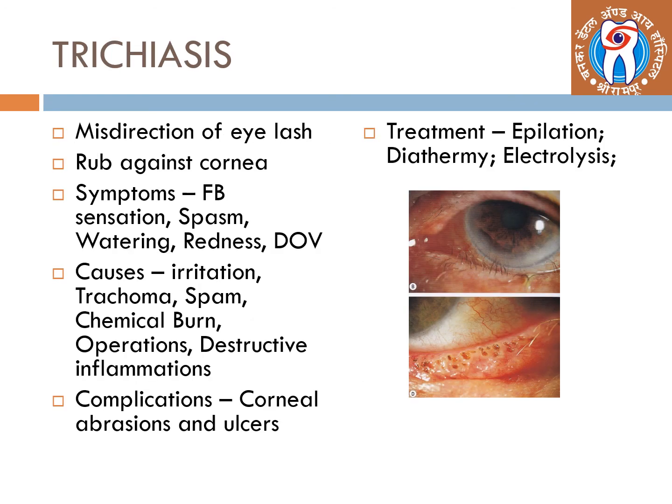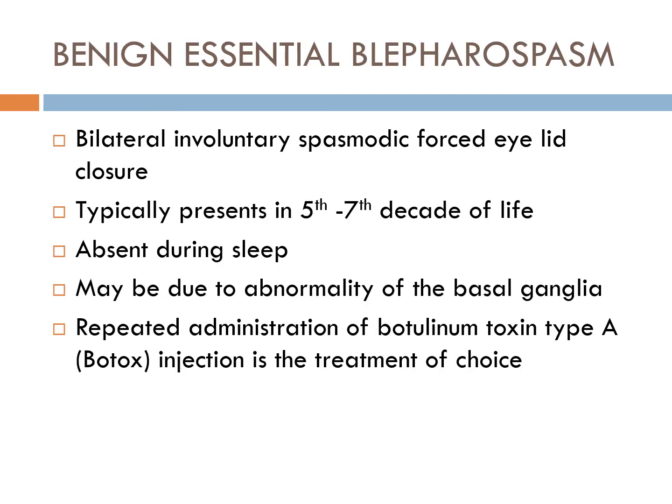Coming to trichiasis, which is a misdirection of the eyelash, which rubs against the cornea. Symptoms are foreign body sensation, spasm, watering, redness, and sometimes diminution of vision. The causes are irritation, trachoma, spasm, chemical burn, operations, and restrictive inflammation. Complications can be corneal abrasion and ulcer. Treatment is epilation, diathermy, or electrolysis.